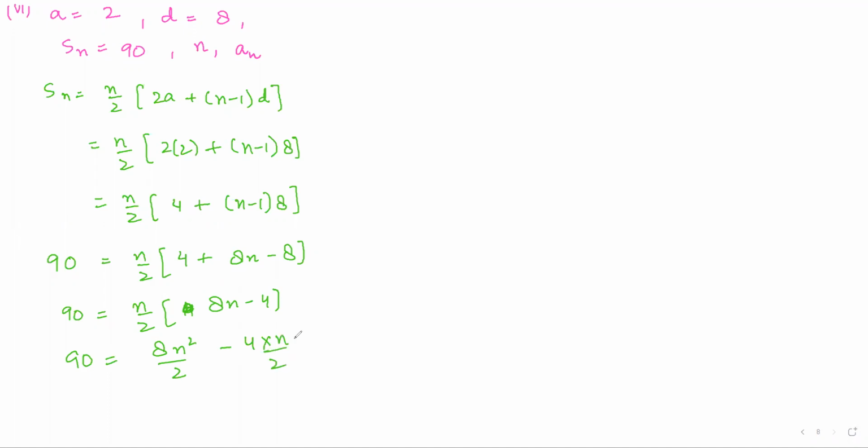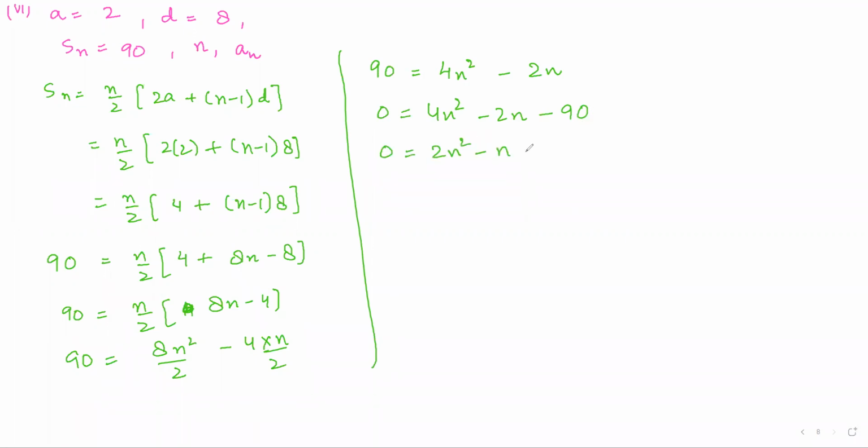So ultimately you have got a quadratic equation this time, not a linear one, right? So 90 is equal to 4n square minus 2n, right? So you take that 90 also that side. So 0 is equal to 4n square minus of 2n and then minus of 90. Understood? So you can see all are multiples of 2. I can take a 2 common first of all. So 0 is equal to 2n square minus of n minus of 45.